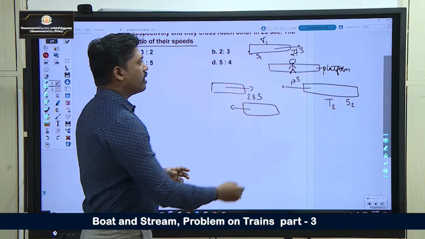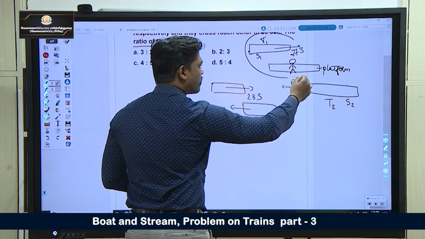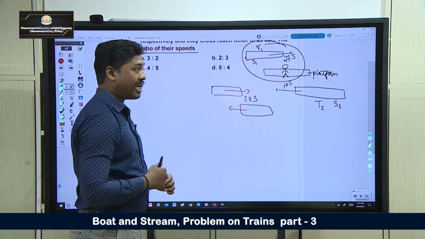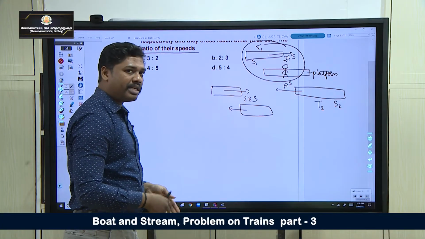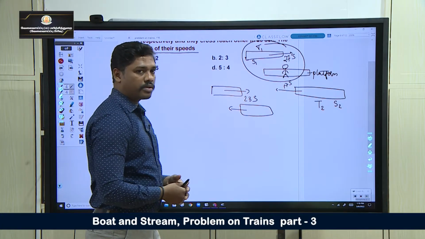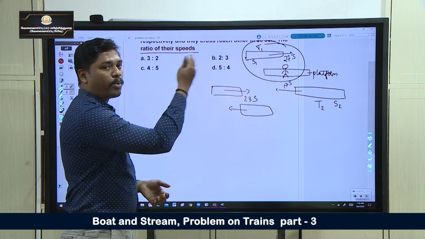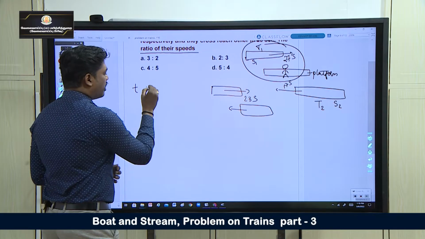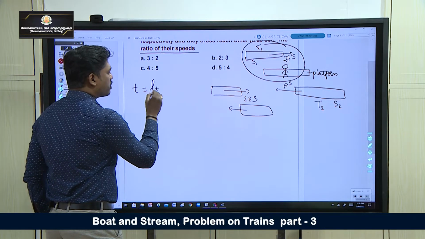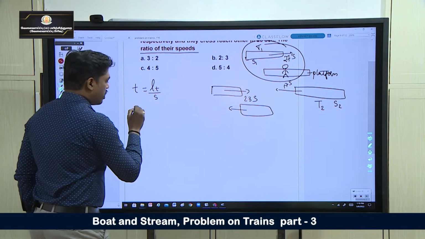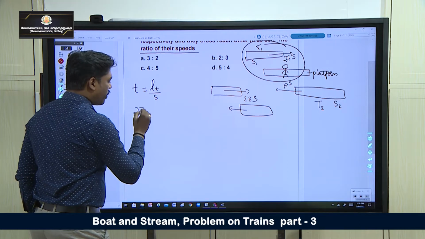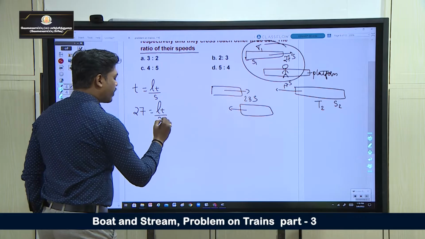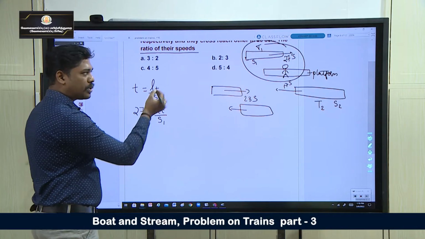So, first take this part into consideration. Train 1 is crossing a man standing. Man standing means he is fixed, stationary. So, which means stationary point. So, time is length of train divided by speed. So, it crosses a man standing in 27 seconds. Length of train unknown. Speed of train unknown. Let me take it as S1.